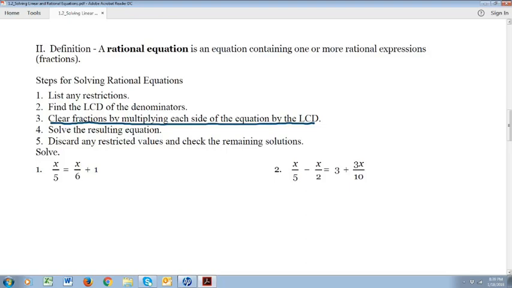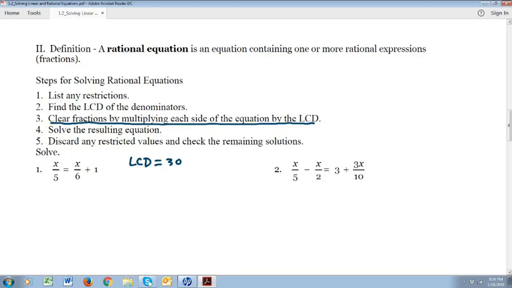Then we solve the resulting equation, and the last thing to consider is if you get an answer and it's a restricted value, you need to throw it out. So again, we'll get into restricted values on the next page. Let's go ahead and look at number 1. We don't have any restrictions for 1 and 2 because we don't have any x's in the denominator. The LCD for 5 and 6, you may recall, is 30.